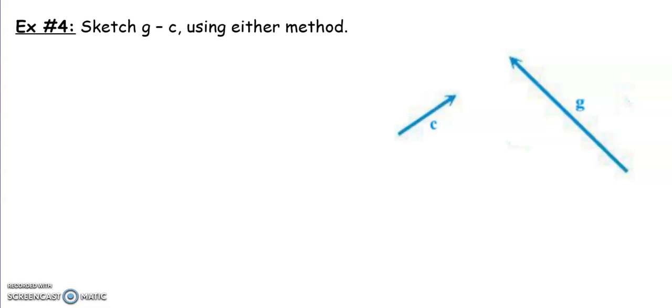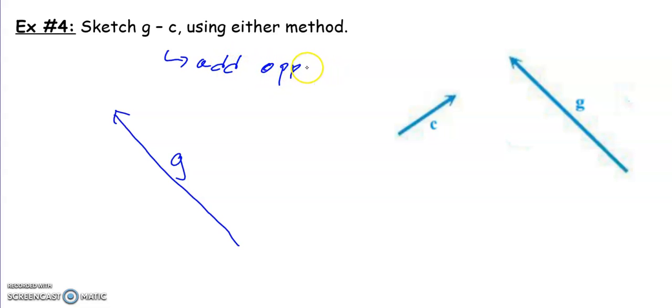Now, what if we actually want to subtract our vectors? So let's start with vector G. I am going to use the tail to nose method. So here's vector G. To subtract vectors, we're going to add an opposite vector. So what that means is I need to add negative C. So this would be negative C.